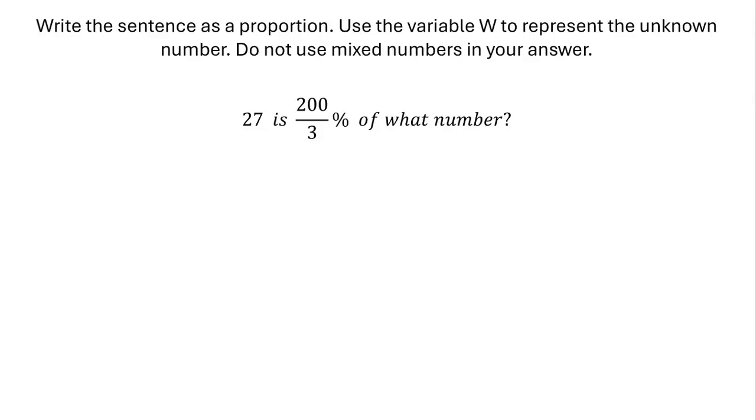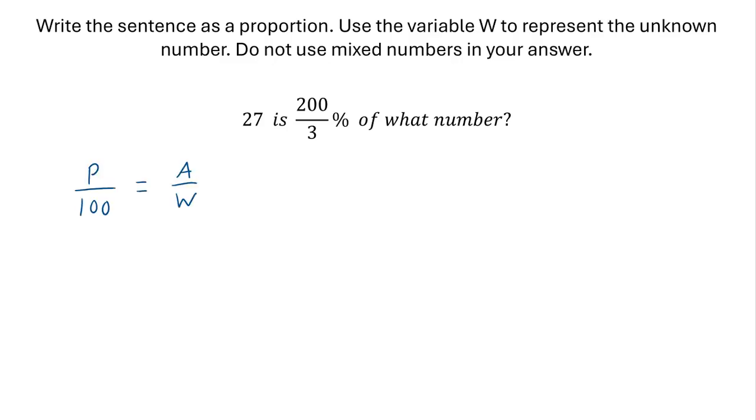Let's take a look at an example like this one. Here we're asked to write the sentence as a proportion. We need to use the variable w to represent the unknown number, and we can't use mixed numbers in our answer. 27 is 200/3% of what number? This is a classic percentage problem.